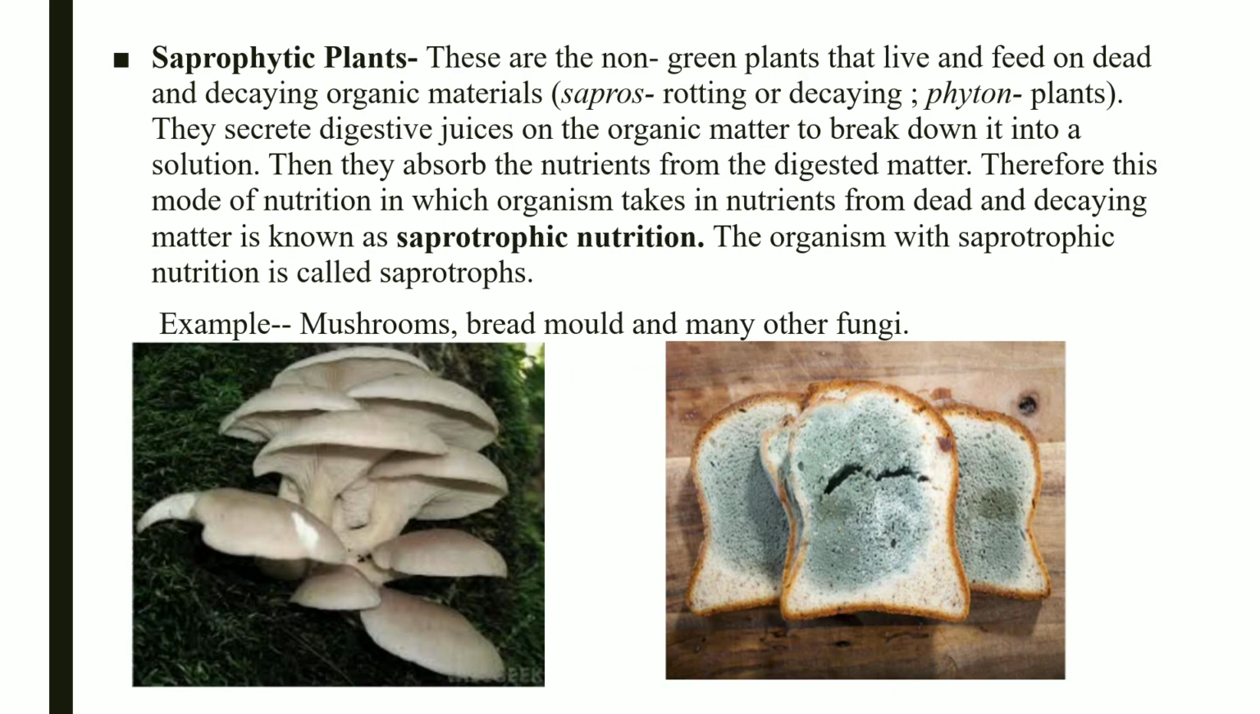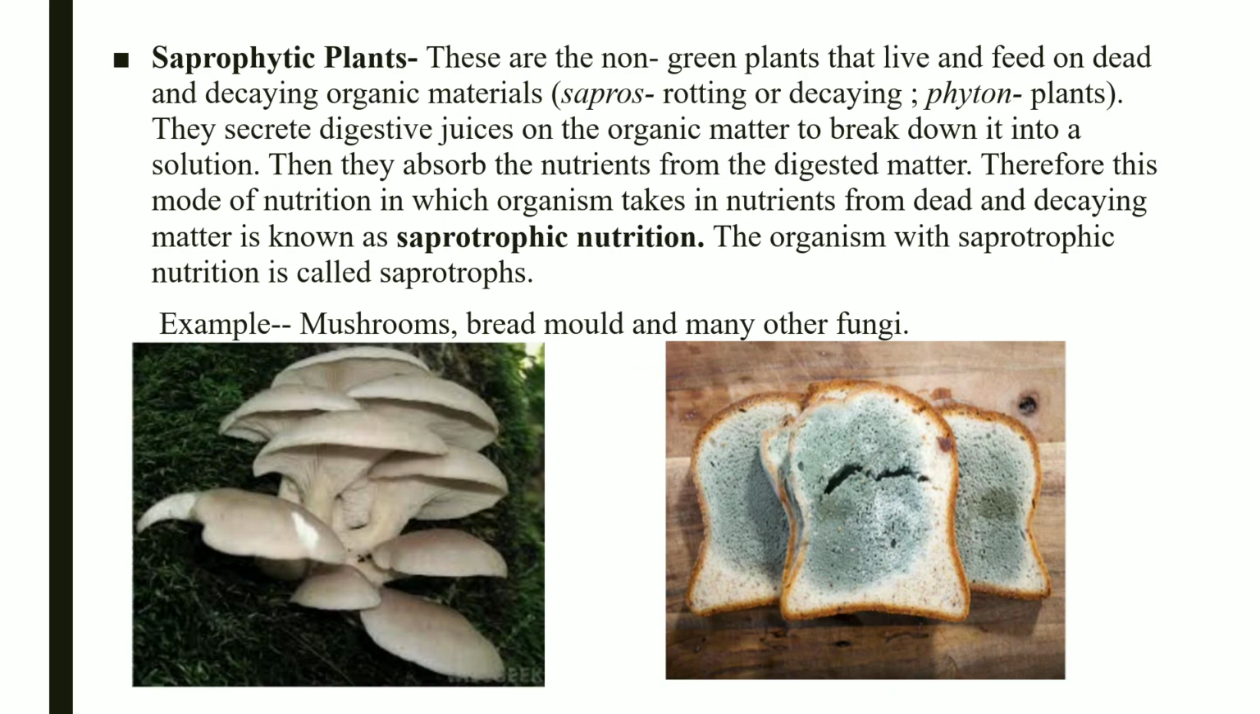The next type of heterotrophic plants are saprophytic plants. Here also the word saprophyte is made up of two words. Sapros means dead, decaying, rotting, and phyton means plants. These are non-green plants. Non-green means chlorophyll is absent. When chlorophyll is absent, they cannot do photosynthesis and cannot make their own food. So obviously they will depend on others for their food.